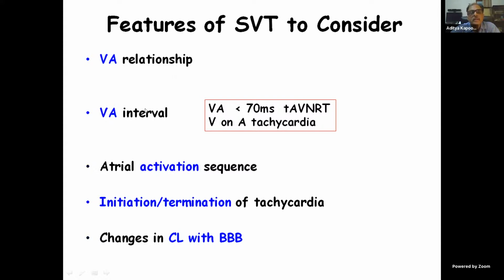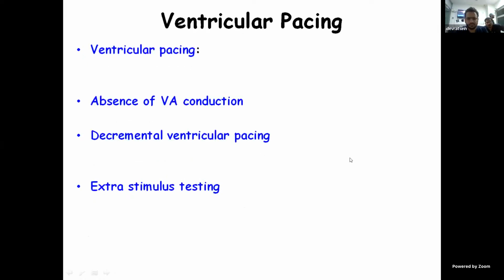So you see the VA relationship, the VA interval, the atrial activation sequence, the initiation and the termination of the tachycardia, and the change in cycle length with bundle branch block. These are the 3, 4, 5 things which you should always consider in an SVT. We'll come to the SVT when we discuss these 4, 5 things.